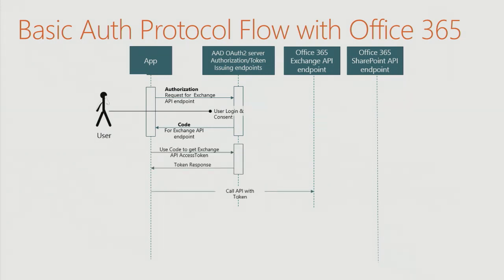And then you basically use this code and you hit the token issuing endpoint and you actually get back a refresh token and an access token. Now the access token is for the resource that you asked for, Exchange.